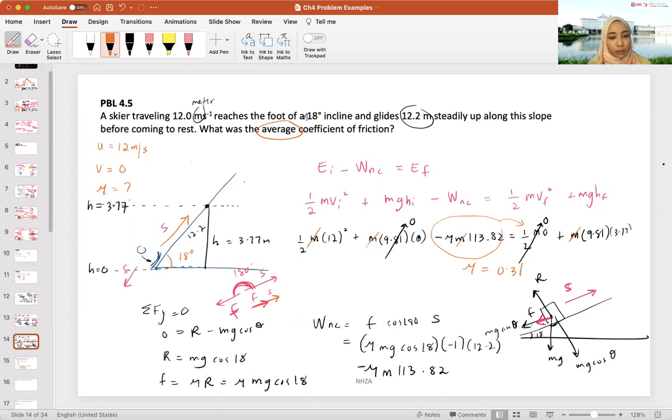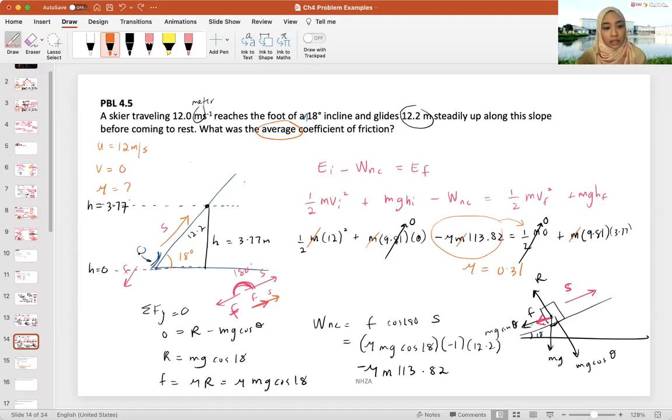So let's do a recap on what we did. First of all, I said EI is equal to EF, but we have friction, so we need to include the WNC over here. If your WNC is on your initial side, it needs to have your negative sign. If it is placed on your final side, it needs to have the positive sign. Tak kisah mana-mana. What is WNC? WNC is force of friction times with displacement. Most of the time, students will make a mistake and just put the force of friction as WNC. That is wrong. Work done is always force times displacement. We need to multiply it with the displacement.